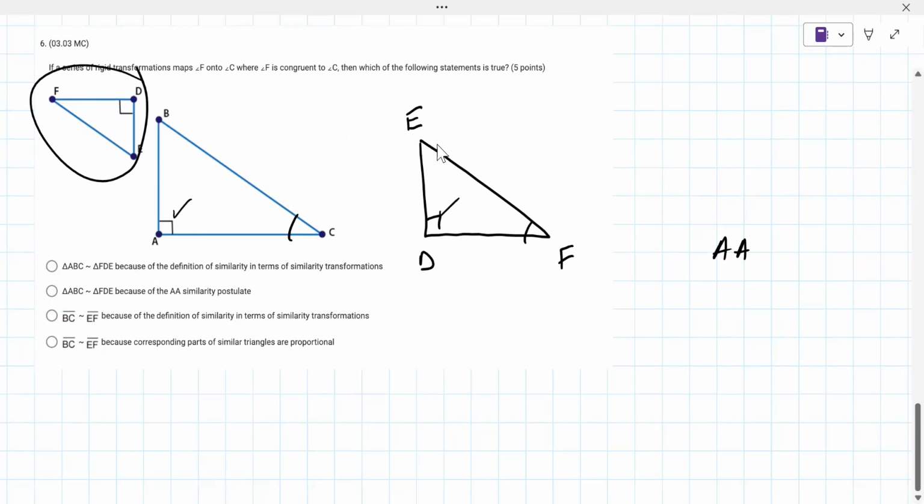BC, that is true. So the other one here, BC similar to EF because corresponding parts of similar triangles are proportional. That's not, I believe that's for congruence. The last one's for congruence. The third one's for similarity. A, B, C, F, D, E. Did you just maybe double check? Does your book have some language about the similarity transformations? I think so. Me too.